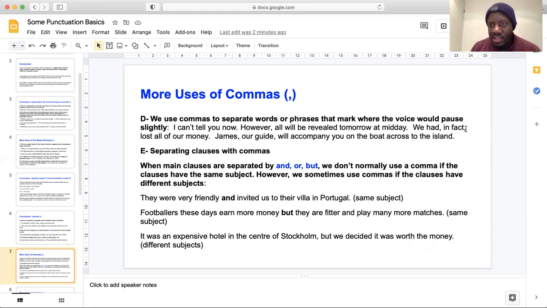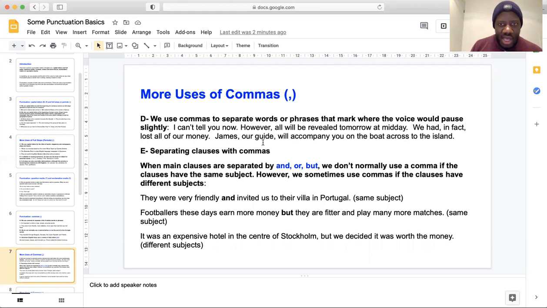And you can also take this "in fact" and put it here at the beginning and say, in fact, we had lost all of our money. And in that case, you will use only one comma. And then the "I" in "in fact" will become capital, and then you will bring down "W" to lowercase, to a small letter.